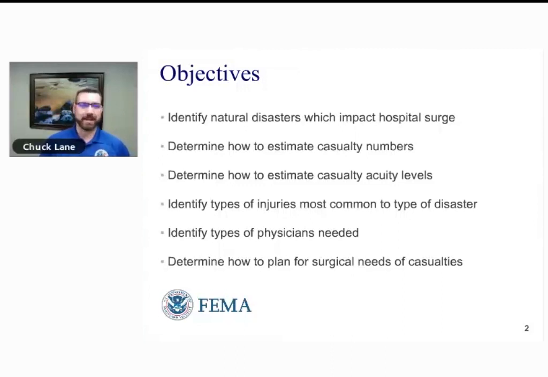We'll talk a little bit about disaster triage. What types of injuries are common to the different types of disasters, so we know who we're going to need to pull when, who's going to be available, what type of resources and supplies we would need for what's relevant to our area, types of physicians that we're going to need for those same types of injuries, and then surgical needs, how often those appear, what type of resources we need, all that good stuff.